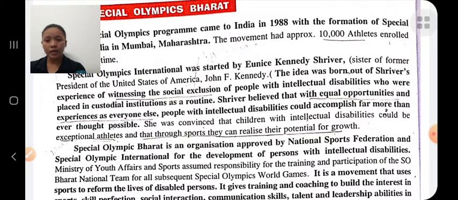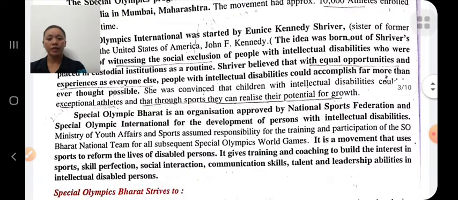Next is Special Olympics Bharat. Special Olympics Bharat is an organization approved by the National Sports Federation and Special Olympics International for the development of persons with intellectual disability. This Special Olympics International is for the world, and this Special Olympics Bharat is for a country. The Ministry of Youth Affairs and Sports assumes responsibility for training and participation of the Special Olympics Bharat national team.